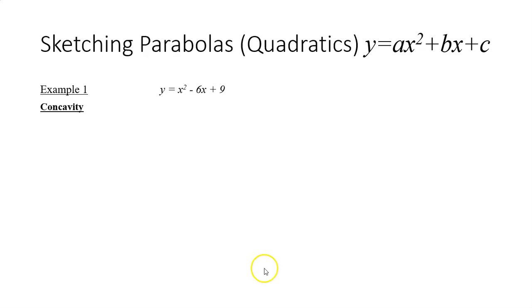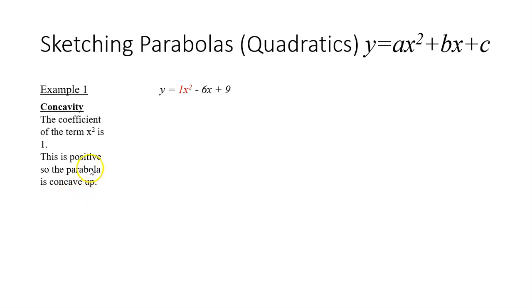Our first one is we're going to look at the concavity. So we're looking at the x squared, the coefficient of the x squared. And although there wasn't a number there, I've just placed it in there. If there's no number, it actually means that there's a 1 in there. So the coefficient of our x squared term is 1. So that's a positive value. So 1 is positive, which means our parabola is going to be concave up. So it's going to look something like this. We're going to have a concave up parabola.